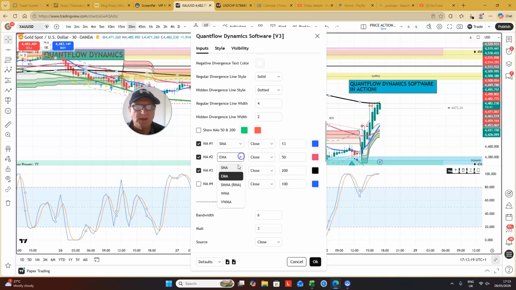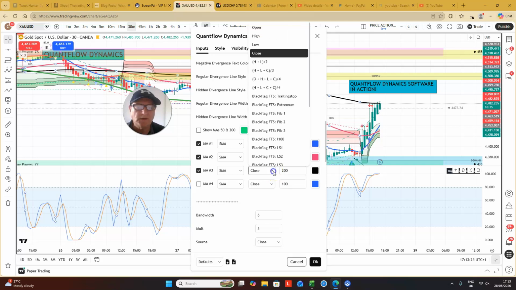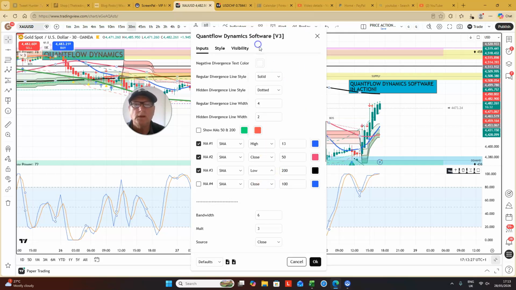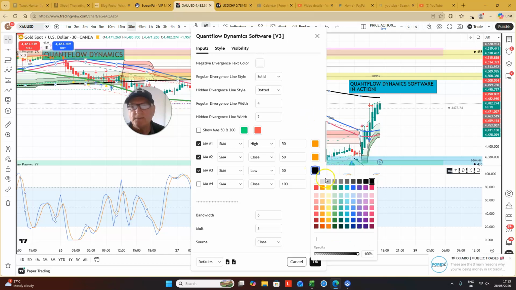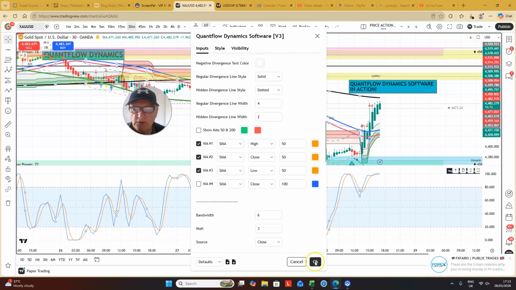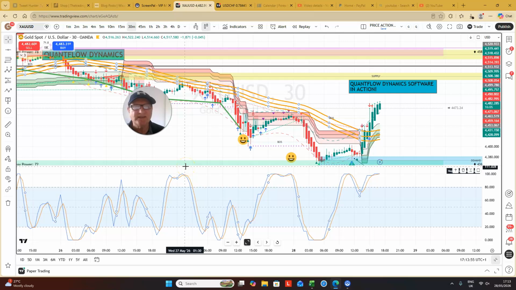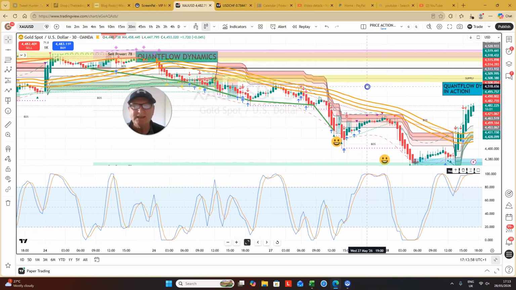So I use the SMA. I use the high, close, low, low, and then I use the 50. So this is the golden zone. This is when the price comes into the golden zone, and that's when we're looking for a potential buy or potential sell. What all professionals do. I've been doing this since 1982, trading the 50 EMA. SMA or EMA doesn't really matter. But there we can see the golden zone. Okay, so that gives you an idea.